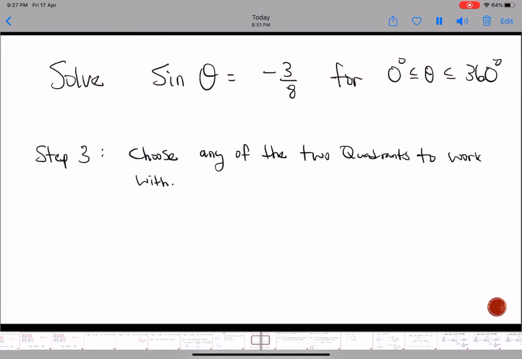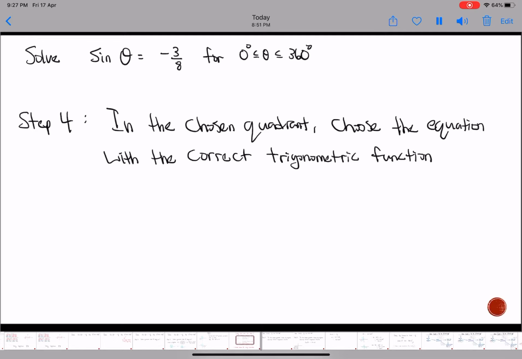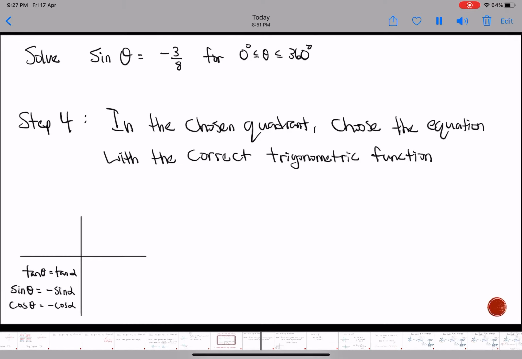Step 3, we know it's in the third or fourth quadrant. It's your choice to choose which quadrant you want to work with. It doesn't matter. Let's say I choose the third quadrant, and in that quadrant, choose the equation with the correct trigo function. The question says sine theta, so in the third quadrant, choose sine theta and sine alpha. And we know that in the third quadrant, only tangent is positive, while sine is negative. So I choose this one.